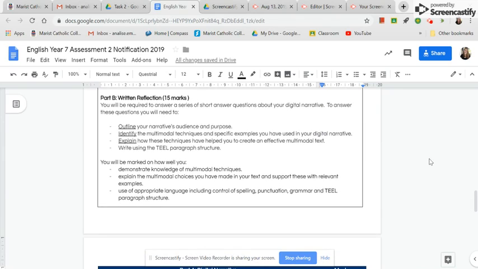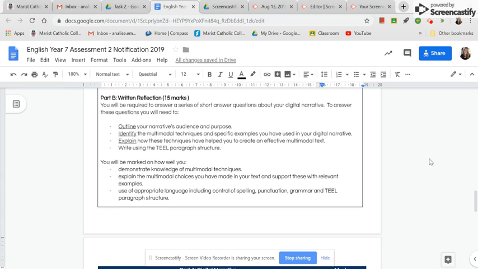Now, let's go back and look at part B. So part B, the second part, is a written reflection, and this is worth 15 marks. So for this part, you will be required to answer a series of short answer questions about your digital narrative. To answer these questions, you will need to prepare to do these things.